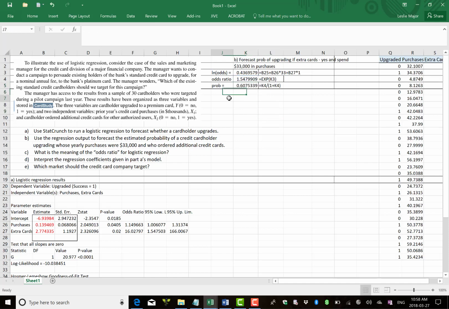So that's my forecast. So what does this actually mean? Part C, what is the meaning of this odds ratio? In this case, we got 60.75. That means there is a 60.75% chance, forgive me, that the customer who spends $33,000 in purchases and has at least one extra card will upgrade to the platinum card in this case. So that is the meaning of what you get. That's your odds of success, whatever that is. In this case, upgrading.